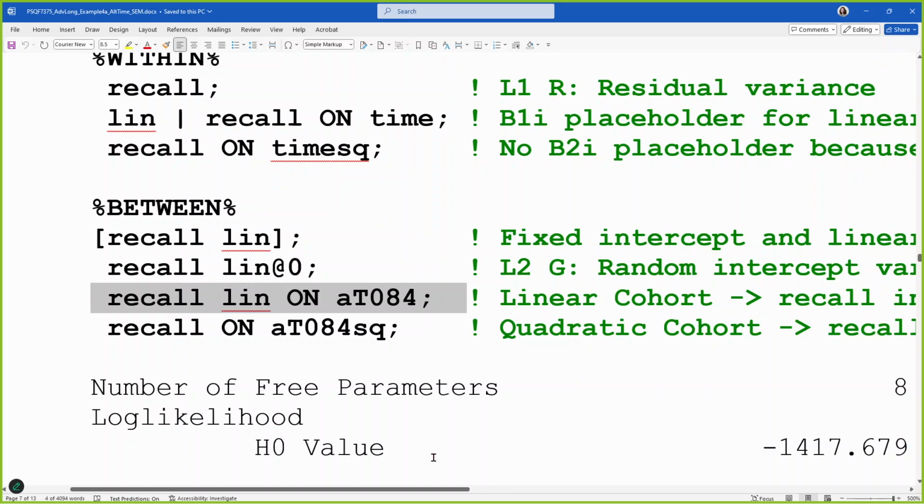What is this line doing? ATO84 is cohort, age at baseline, centered at 84. What's happening? Remember what ON means? Age at baseline is predicting both of those? Yes, it is. So age at baseline predicting recall. What am I talking about more specifically?